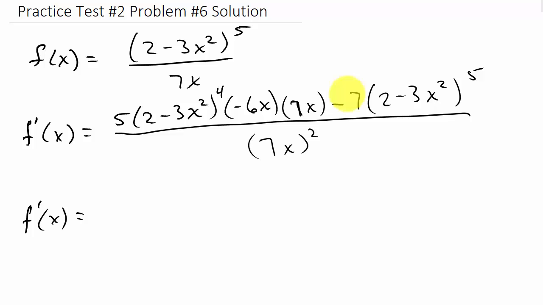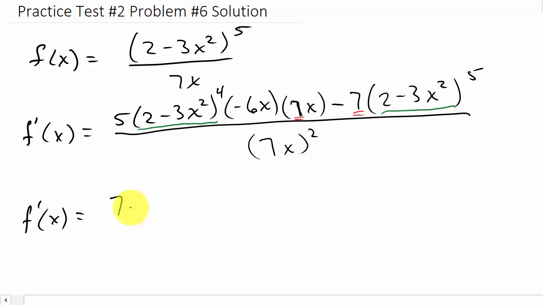Well, we can factor some stuff out. See here, we can factor a 7 out, and then we can also factor out, you see the 2 minus 3x squared and the 2 minus 3x squared? Well, this is to the fourth, this is to the fifth, so we can factor out 2 minus 3x squared to the fourth. It's kind of like having an x to the fourth and an x to the fifth. If you factor out the greatest common factor, that would be an x to the fourth. Okay, so that's what we're doing here. Alright, and it looks like that's all we can factor out.